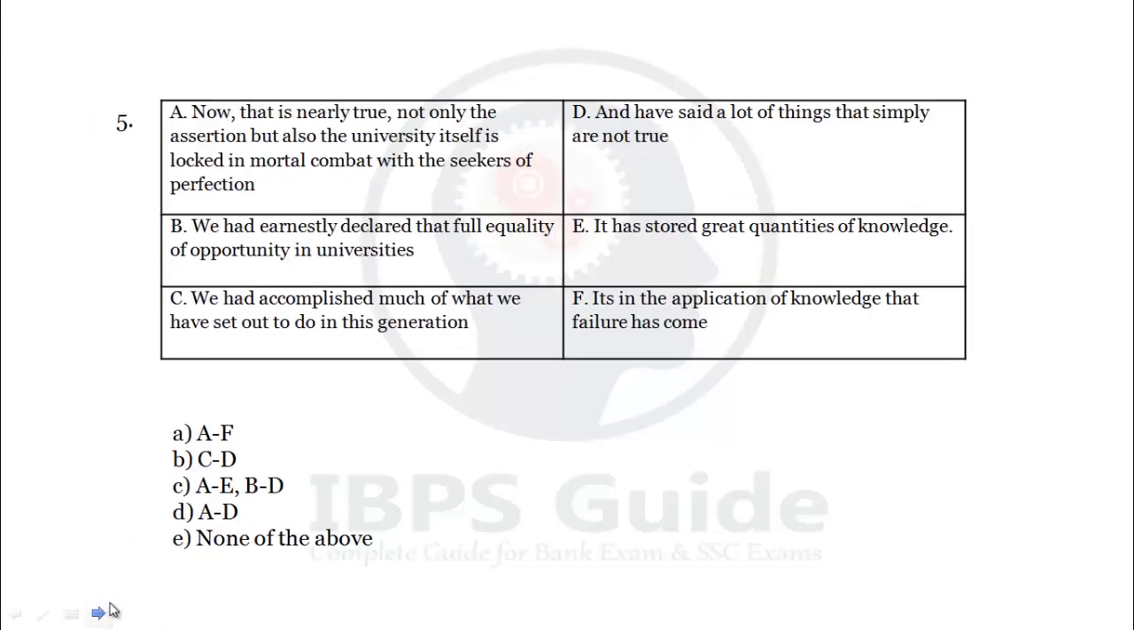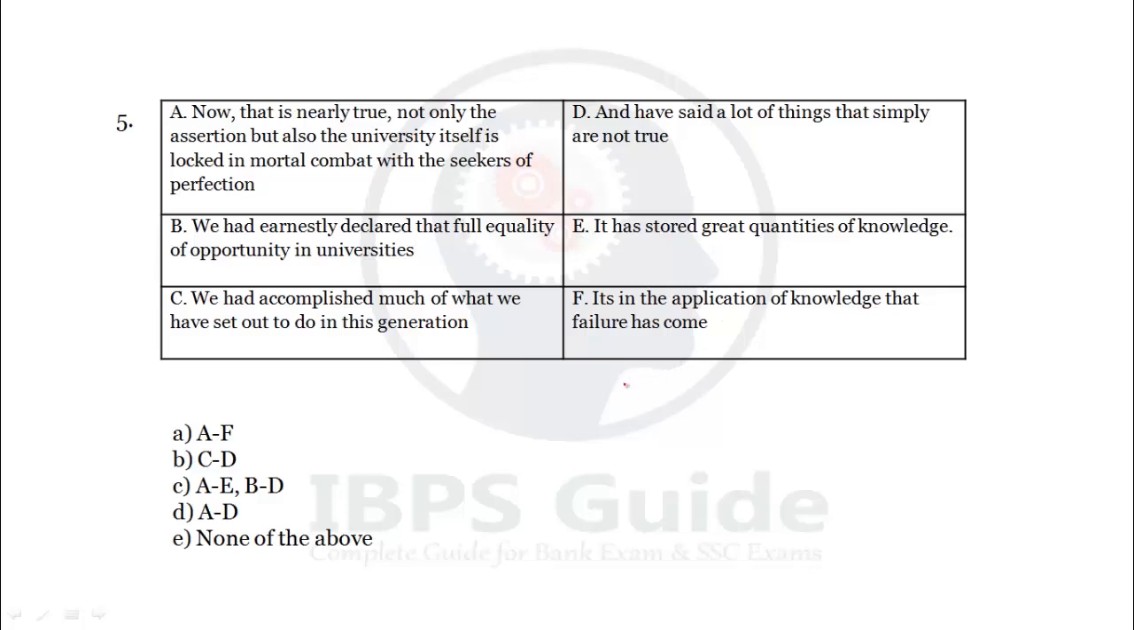Question number 5. Now that is nearly true. Not only the assertion, but also the university itself is locked in mortal combat with seekers of perfection. Second sentence, we had earnestly declared that full equality of opportunity in universities. C option, we had accomplished much of what we have set out to do this generation. Fourth option, and have said a lot of things that simply are not true. It has stored great quantities of knowledge, and it's in the application of knowledge that failure has come.